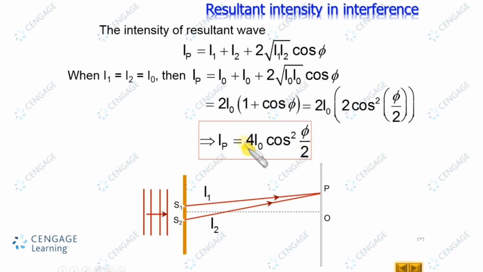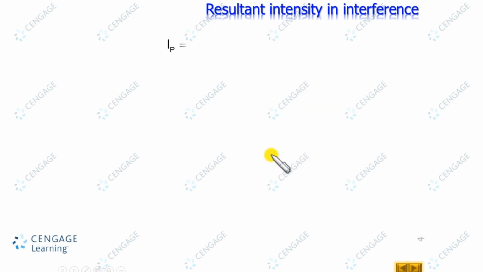This is the case when the intensity of the waves coming out from the S1 S2 slits is equal. Okay, so let us write this relation again, and we know the maximum value of IP is equal to 4 I0 because this cos square value is equal to 1. So we can write 4 I0 equal to I max. So IP is equal to I max cos square phi by 2.